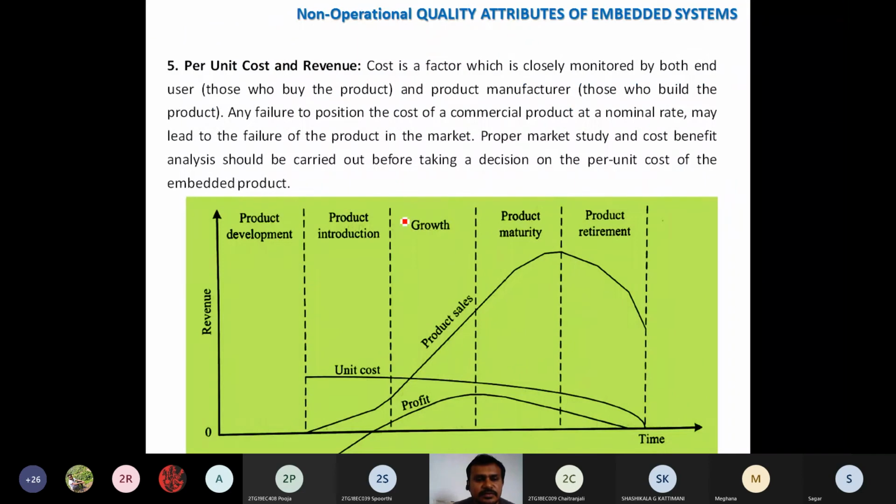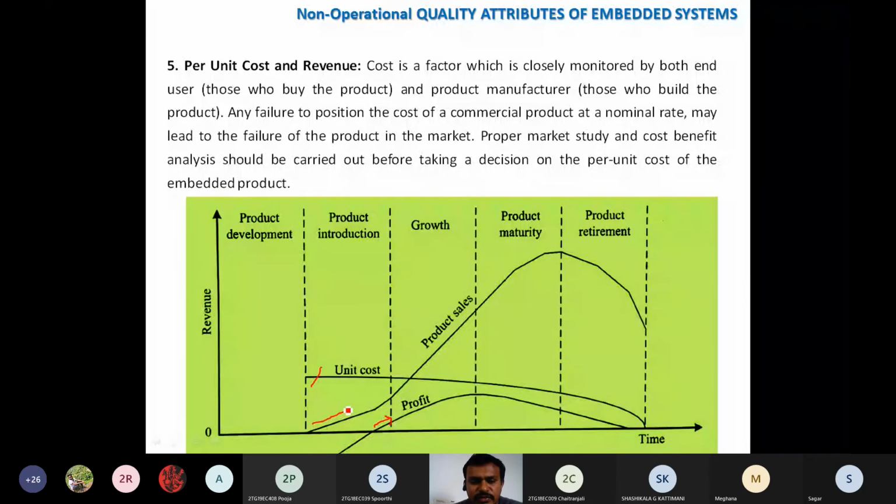Graph. Okay. So cost is constant. The manufacturer or the designer won't disturb this per unit cost. It will be kept constant. Okay. Then what about the sale? In the product introduction, it is just the beginning of the sale. So if the car manufacturer introduces a new model car, obviously the sale of that car slowly increases, and profit also slowly increases.